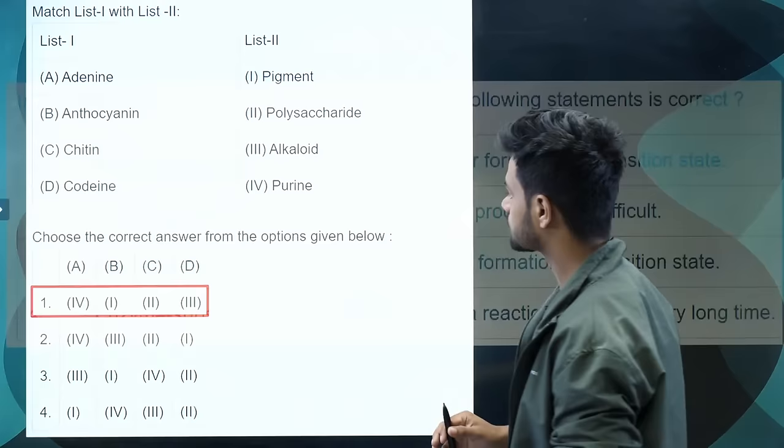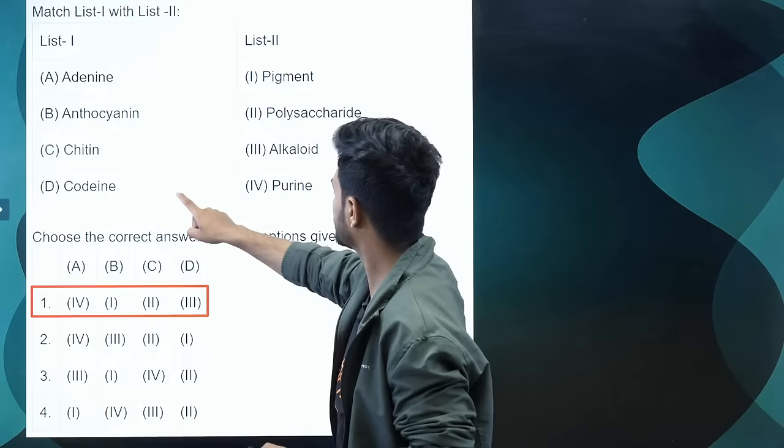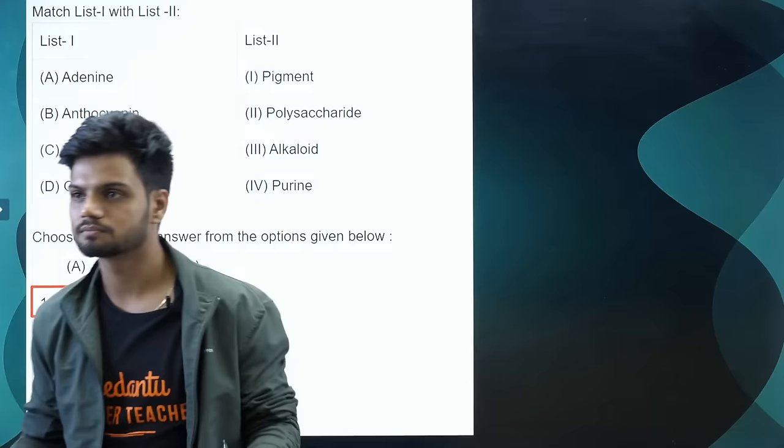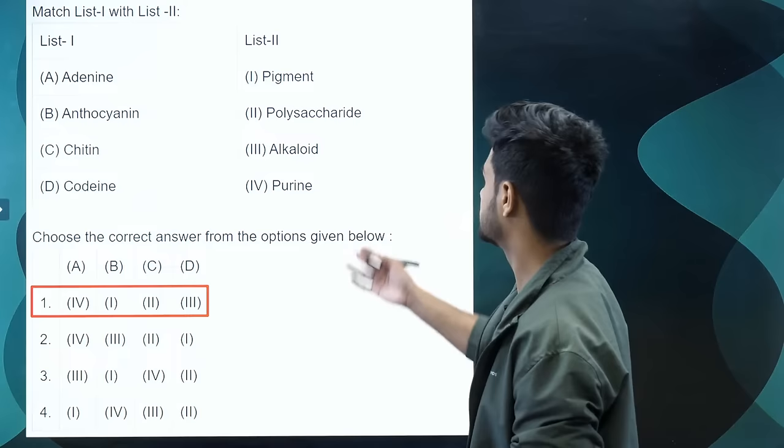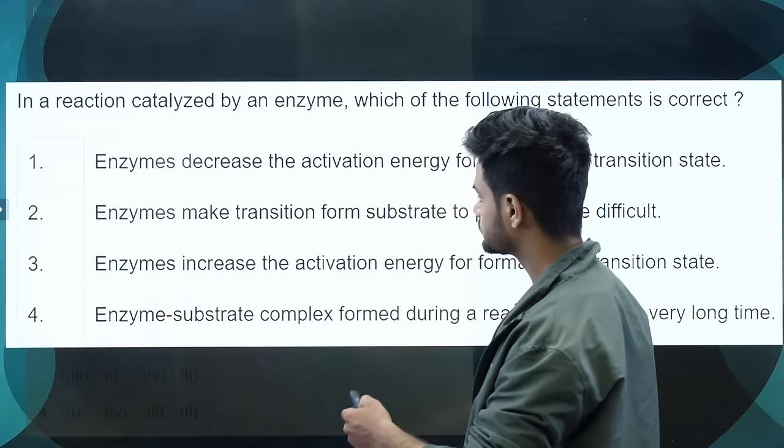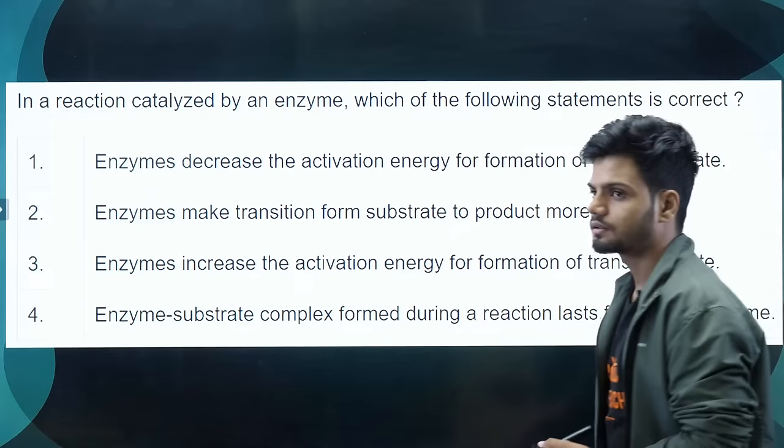A is 4, done. B is 1, done. C is 2, done. Codeine, alkaloid, done. Easy. Clear? A is 4, B is 1, C is going to be 3, and D is going to be 2. Next question. Easy question again, students.